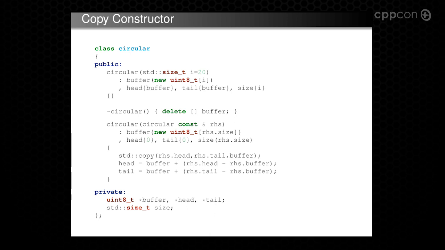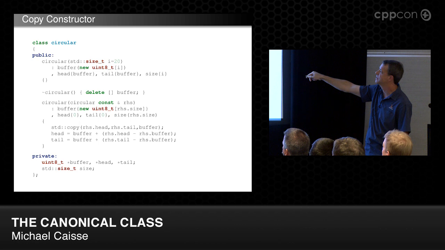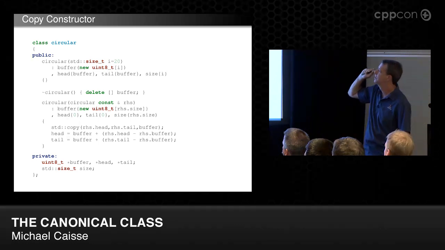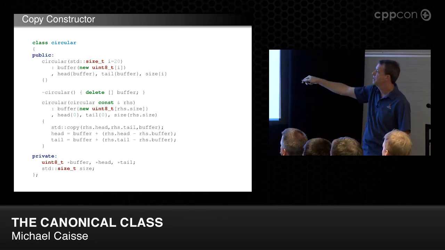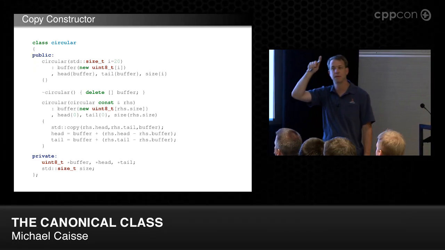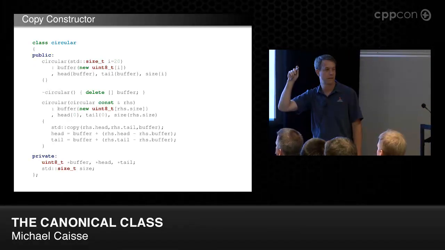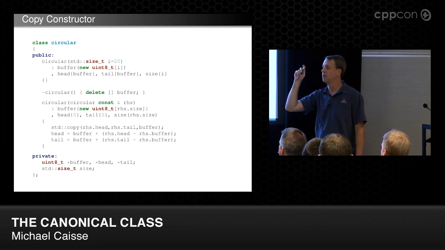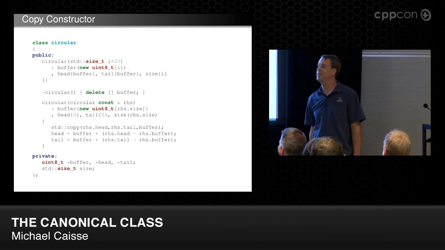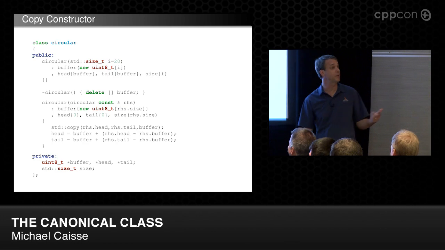I'm just going to go ahead and new one up, and I'm going to set my head and my tail and the size, and then I'm going to use std::copy. Why should I use std::copy? You should always use algorithm. Thank you, James. That's right. You should always use algorithm.